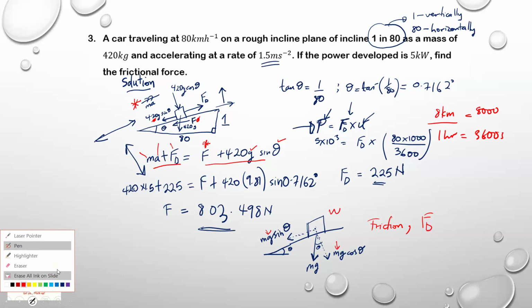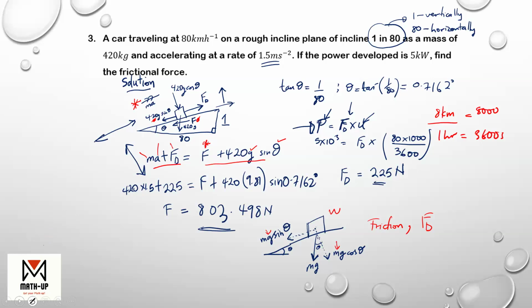FD is the driving force or the force that causes the motion of the car. And it acts upwards, in the direction of motion. That force comes from the engine, and it's what we call the driving force. And the power developed or generated by the engine is equal to the driving force times the velocity of the car. So that's why we have P is equal to FD times U. And FD is our driving force, the force causing the upward motion. I think that is it. So let's move to question 4.